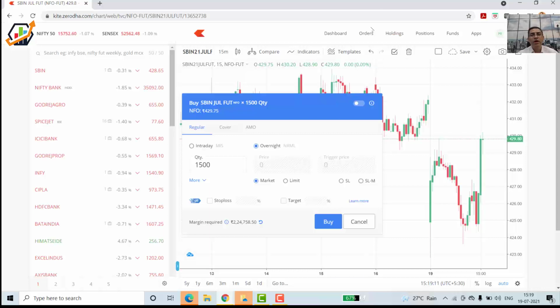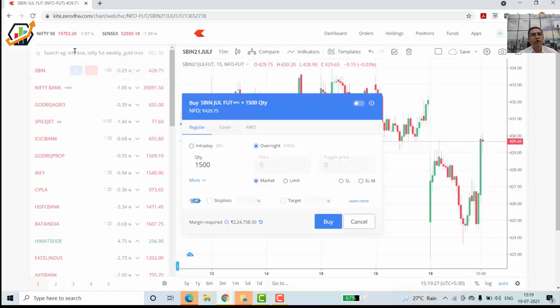One more time, after putting that order, go into the orders and check whether that order is executed. If it is executed, it is going to show in your positions. So this is how you can take a futures trade in any stock in Zerodha.